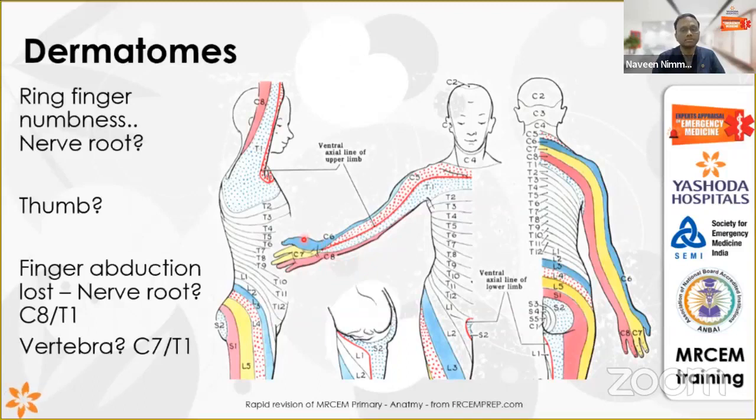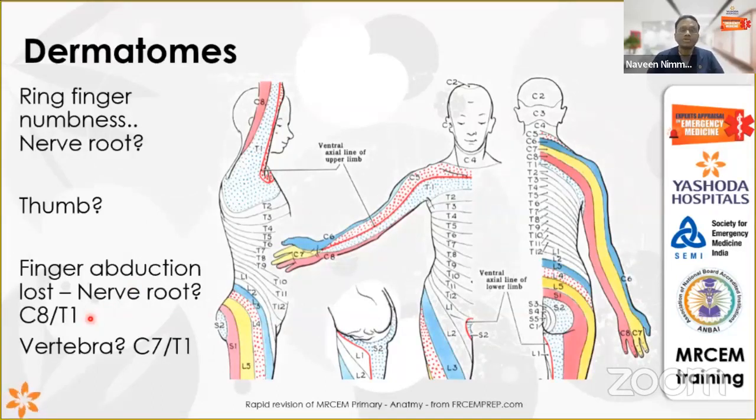If they ask you where is the vertebral damage, that is at C7 T1, because C8 T1 is the nerve root, C7 and T1 is the vertebral level, because we don't have the C8 vertebra. So C7 T1 should be the answer if they ask vertebra.